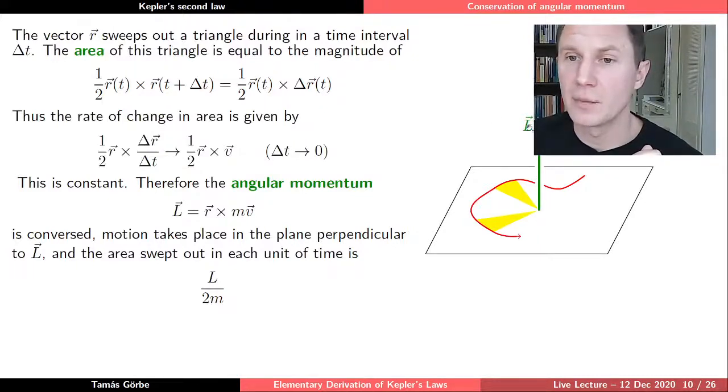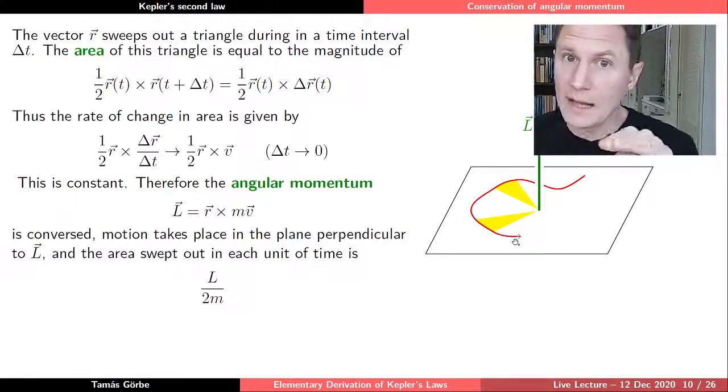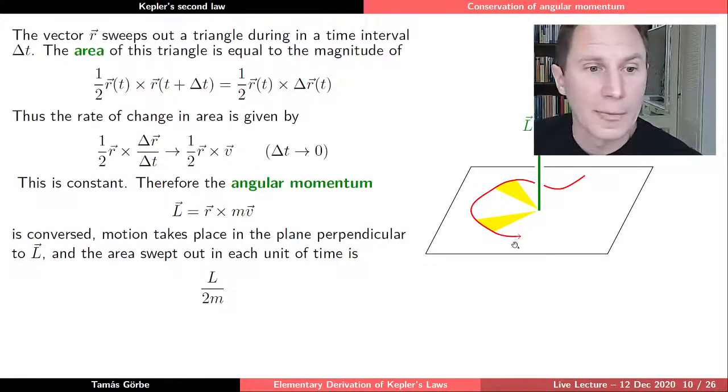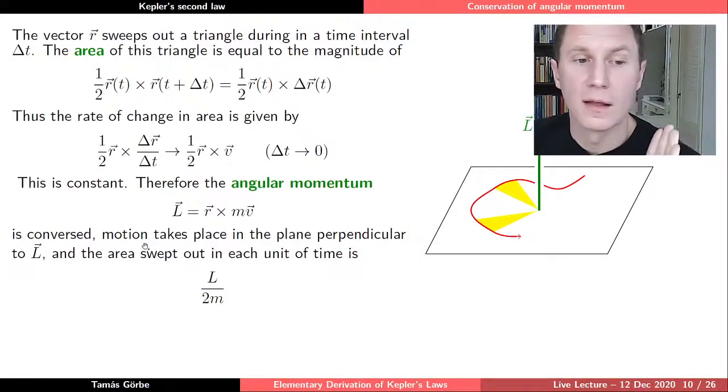So we have this angular momentum, and since we obtain it from the position vector and the velocity vector and take their cross product, L has to be perpendicular to the position vector and the velocity vector, and it's a fixed vector, meaning that r, the position vector, will be staying in that plane perpendicular to L. Okay, so it's a conserved quantity.